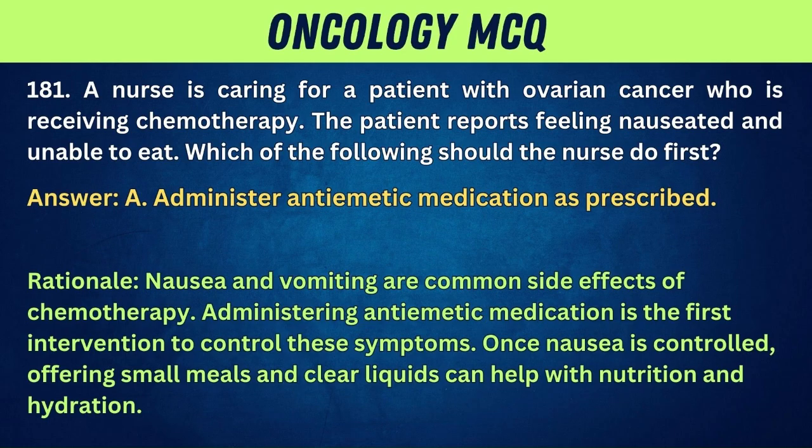Rationale: nausea and vomiting are common side effects of chemotherapy. Administering antiemetic medication is the first intervention to control these symptoms. Once nausea is controlled, offering small meals and clear liquids can help with nutrition and hydration.